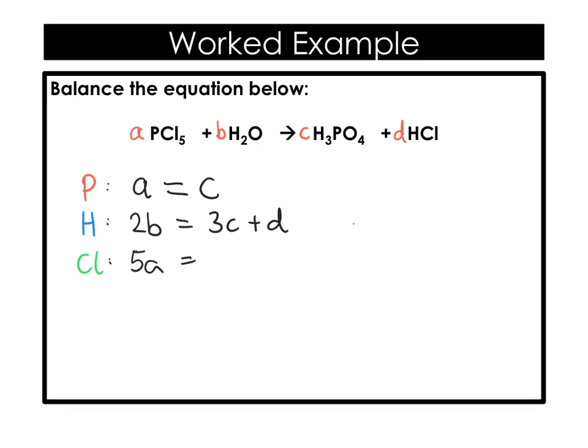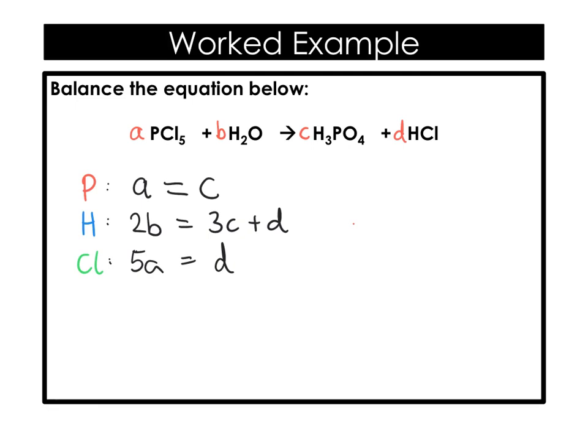That equals, because it has to equal whatever's on the right-hand side, Cl is only in hydrogen chloride here, or hydrochloric acid. And so whatever D is, that's how many chlorines there are. So that equals D. 5A equals D for the Cl's.